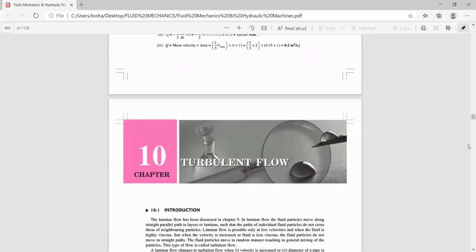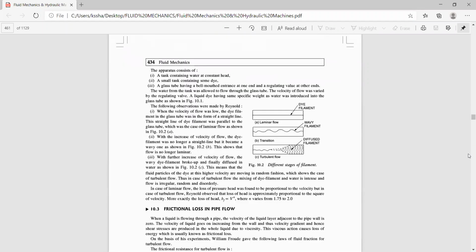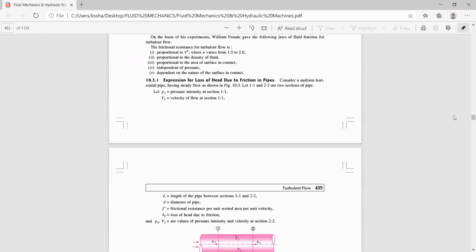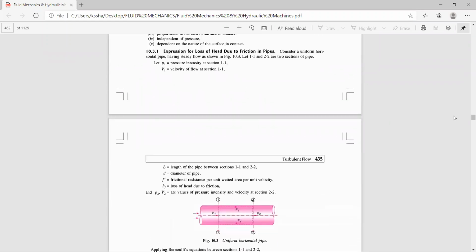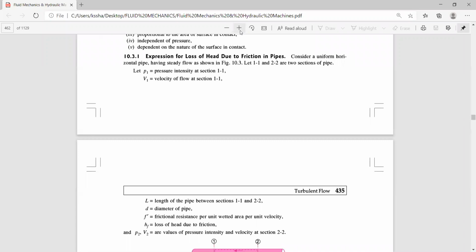If you see, chapter 10 is turbulent flow. In that, the first is Reynolds experiment, which is not in your syllabus. Next is 10.3.1, expression for loss of head due to friction. Don't worry, when I give you the notes I will give them in a way that you will not have to search like this. So what is the expression for loss of head due to friction in pipes, we will see today. It is a very important equation, so see it carefully.